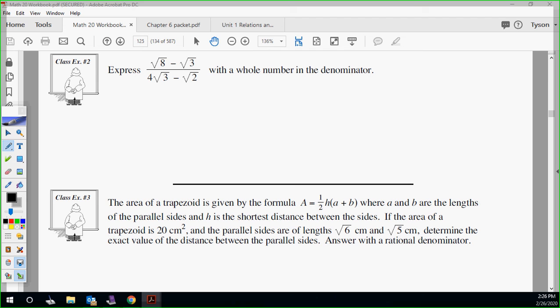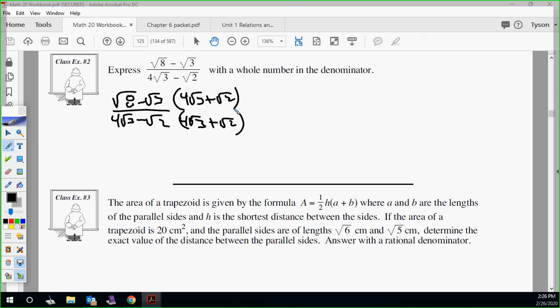Okay, so this one here, what am I going to multiply the top and bottom by? Yeah. So it says express with a whole number in the denominator. So we're going to do root 8 minus root 3 over 4 root 3 minus root 2, times 4 root 3 plus root 2. There's my conjugate. Okay, let's do the bottom first since that's a little bit easier.